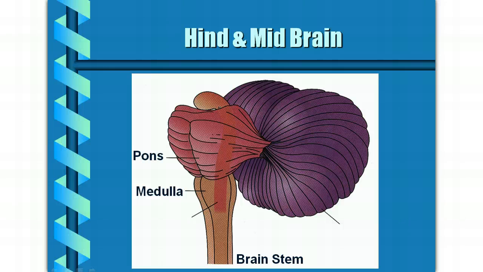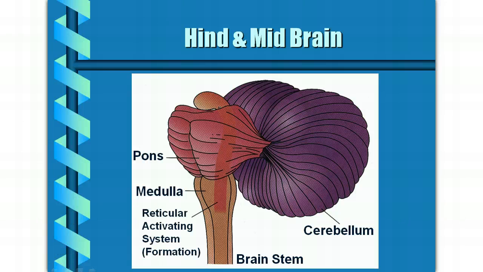And here we have the pons. This regulates sleep, wakefulness, and alertness. So if you have sleeping disorders, insomnia, it may be that there is something malfunctioning in that pons area. We have the cerebellum, which is balance and different kinds of movement.